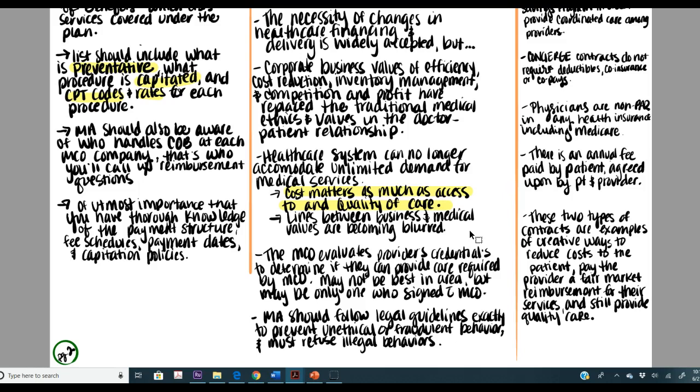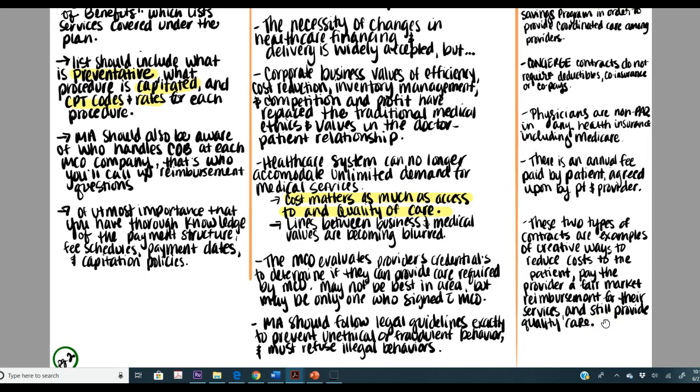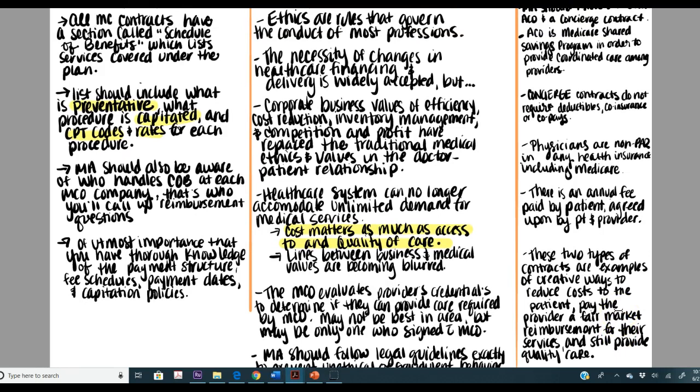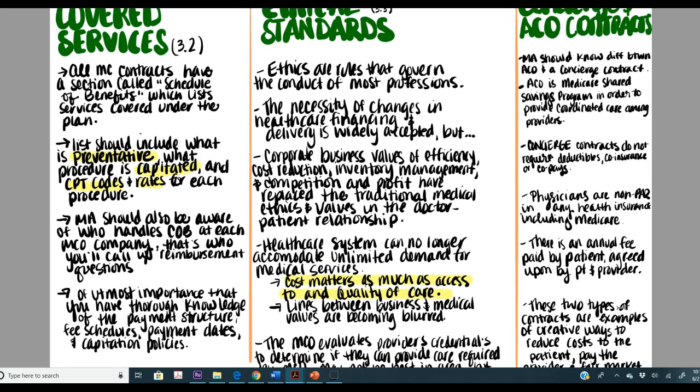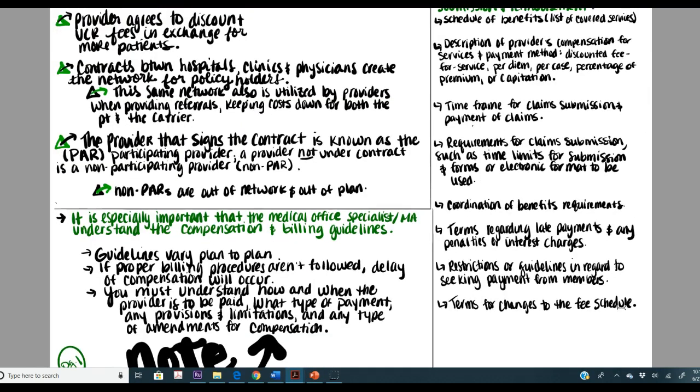The medical assistant should follow the legal guidelines exactly to prevent unethical or fraudulent behavior, and always, always, always refuse illegal behaviors, no matter how tempting it may be. You should definitely not ever engage in any of that mess, because even though the provider can be prosecuted, the person who committed those acts, aka you, can also be prosecuted for fraudulent and illegal behaviors, even if you committed them on behalf of the provider. So if you committed fraudulent billing, then you can be prosecuted for that as well.